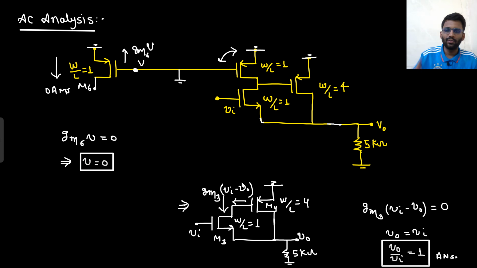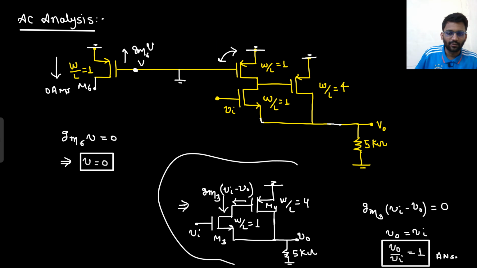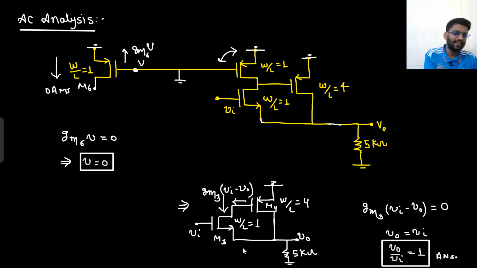Now, if you need to do the AC analysis, everything is reduced. This node is gone. This node is gone. Everything is gone. Nothing is left there. Only this much of the circuit is left. Only 2 transistors are left. So if 2 transistors are left, then you can write the current, and that current is equal to 0. So gain is 1. That's it. Now you need to find the Ro value. So we need to find the Ro value from here.